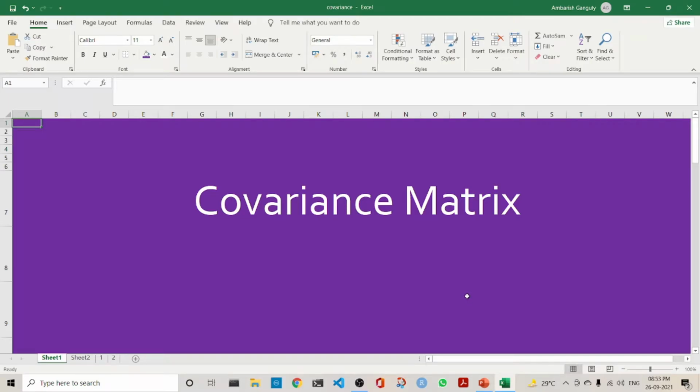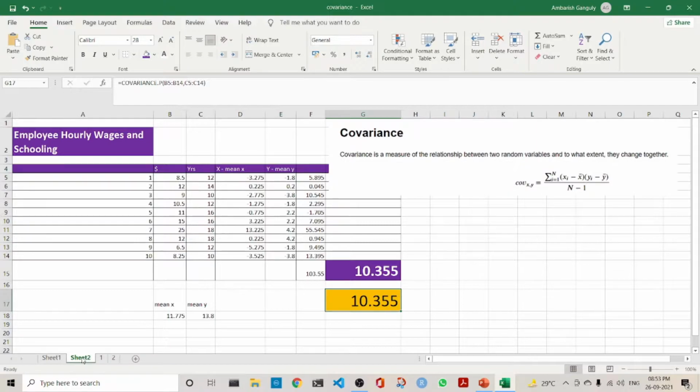So this lecture is about the covariance matrix. Why we are going and understanding covariance matrix is because this is one of the foundations of the principal component analysis. So before we go into understanding of the principal component analysis, we will understand the covariance matrix. But before we jump into that, let's first give a quick revision of covariance.